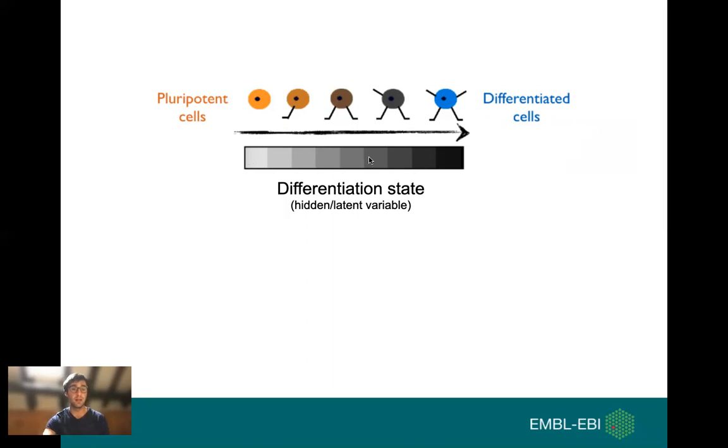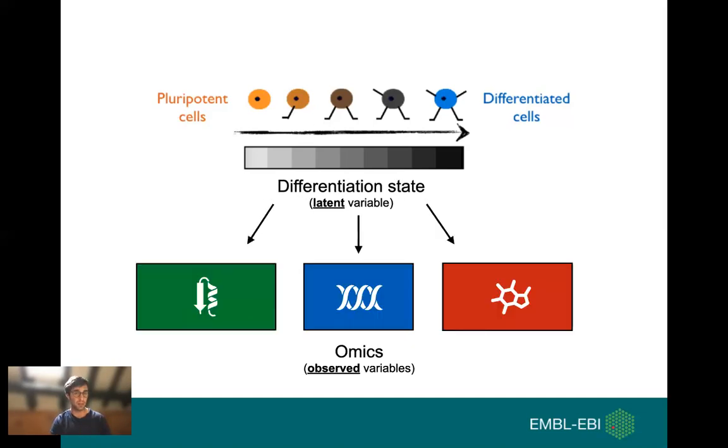So the scale of these values is meaningless. It can go from -1 to 1 or -100 to 100. It doesn't matter. What only counts is the relative positioning of each cell or sample within that variable. And this variable is a latent or a hidden variable, right? Because you cannot just go and ask the cells, what's your differentiation state? Instead, what we can do is profile multi-omics from those samples. And this is what becomes our observations, right?